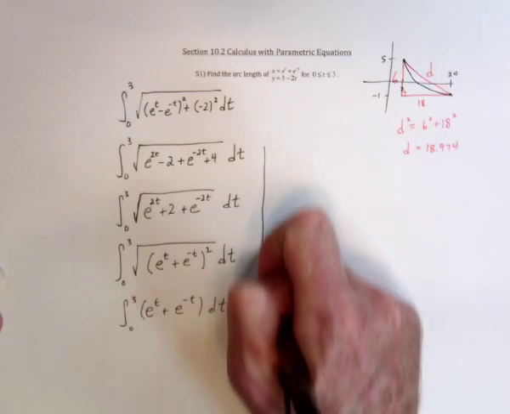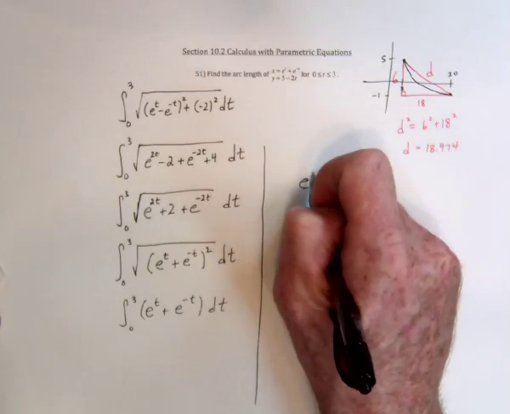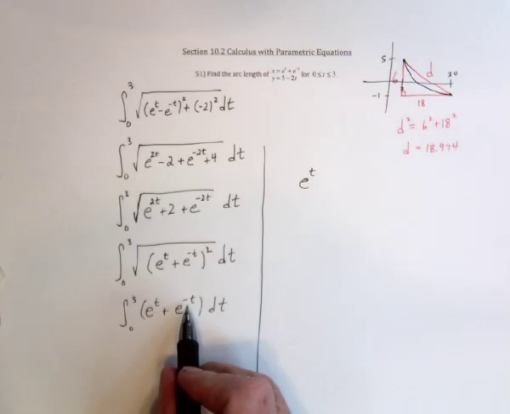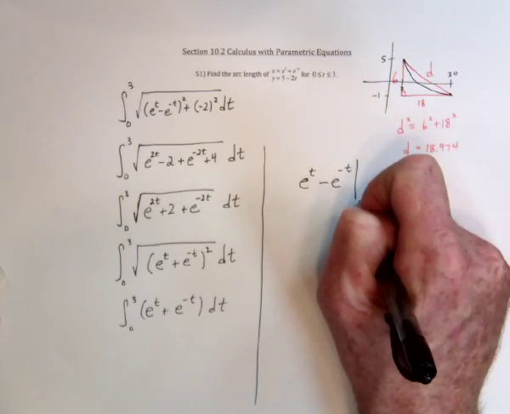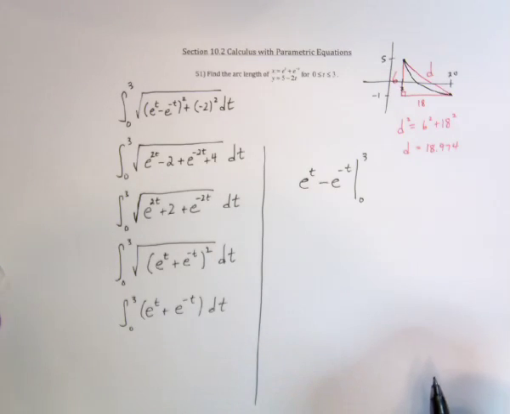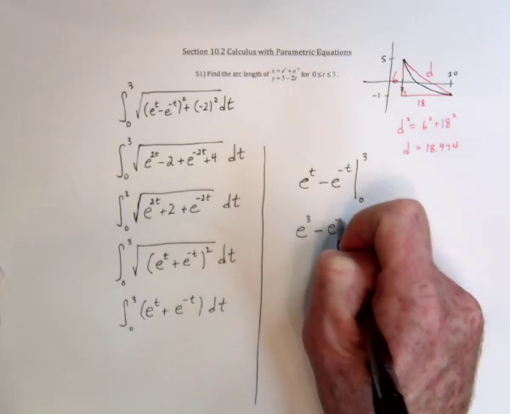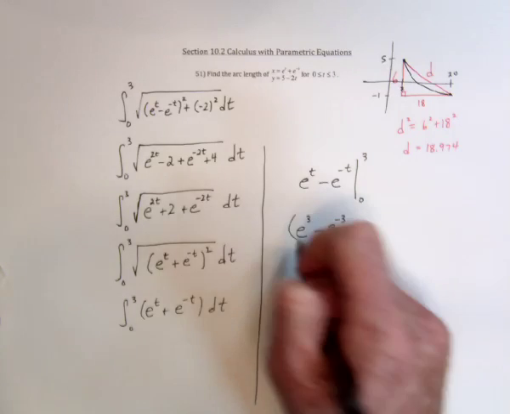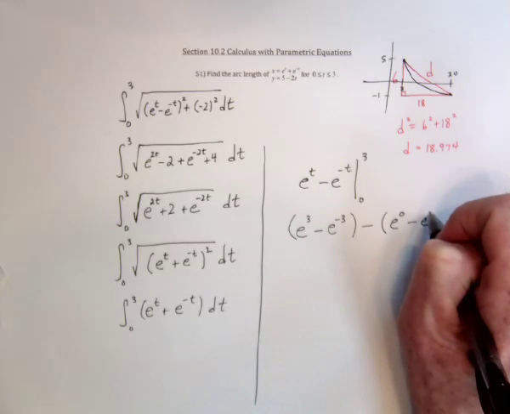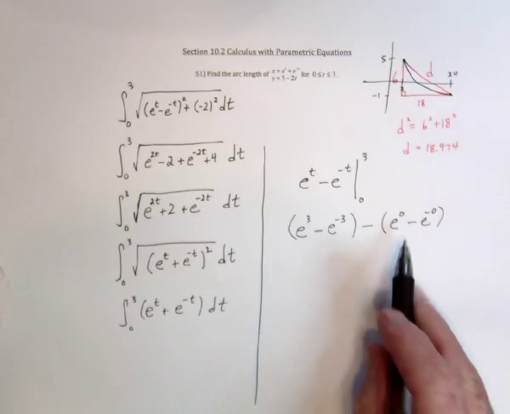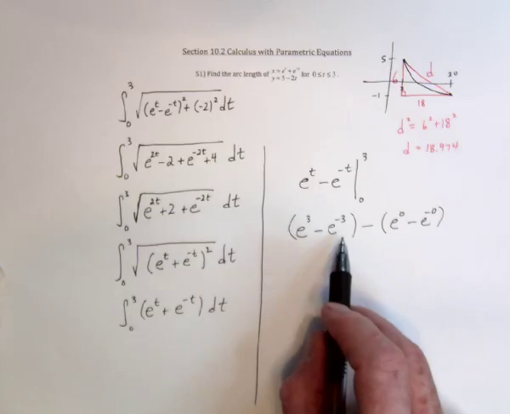Let's continue over here. So the integral is easy enough. We've got e to the t, and then because of this negative exponent, this one's going to be minus e to the negative t, and then evaluate from 0 to 3. So we will have e to the 3 minus e to the negative 3 minus e to the 0 minus e to the negative 0. Well, this is a 1, and this is 1, so subtracting those, they're gone. So we really just have this part.